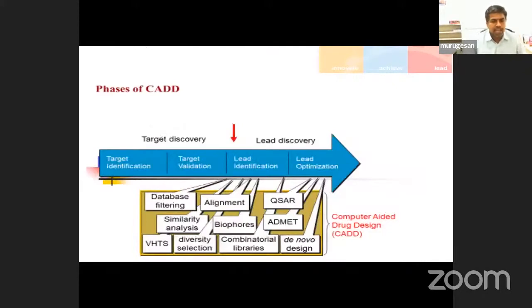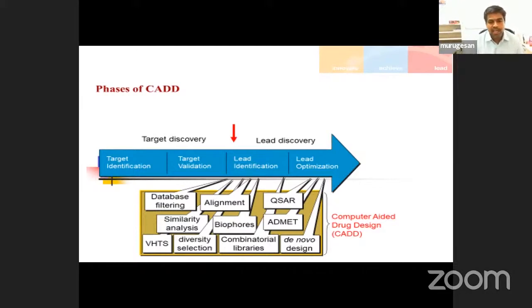These are the various phases of CAD which are involved in the drug discovery process. So two things I told. One is the initial phase of target discovery, which will discuss only target identification followed by target validation, and the second phase is only going to talk about lead discovery.